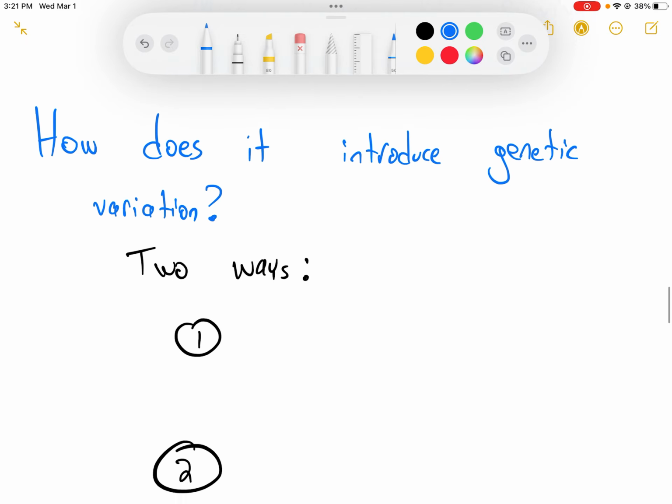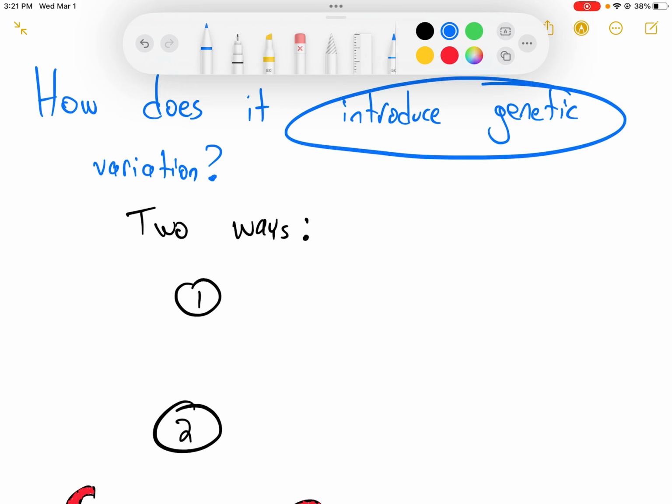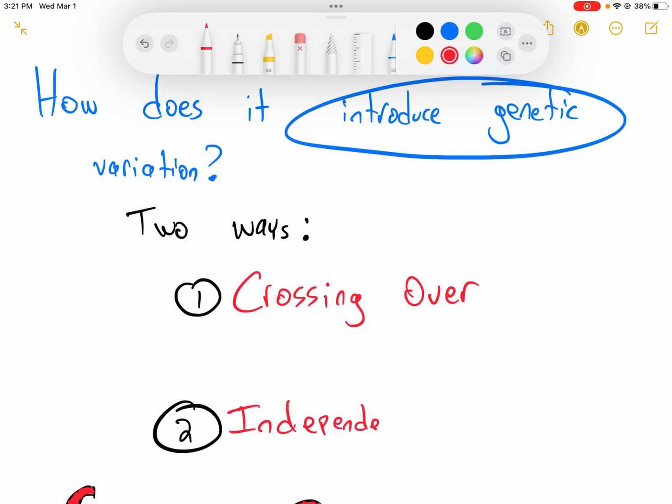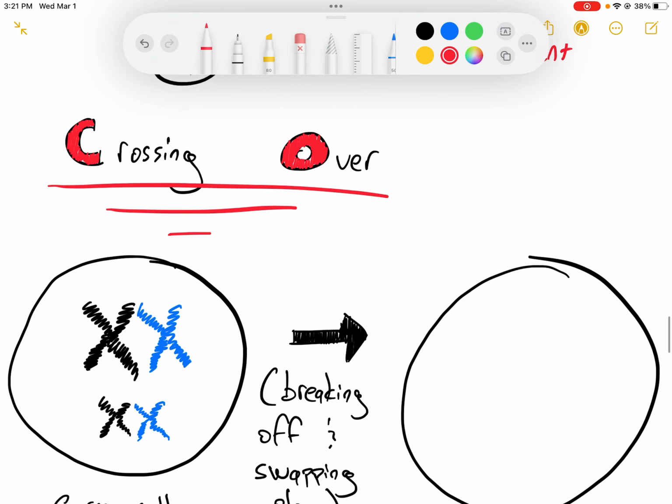How does meiosis introduce genetic variation? There are two ways that we have genetic variation in meiosis. Number one, it does something called crossing over. And the second way is with a thing called independent assortment. Crossing over and independent assortment. So hopefully you guys took notes over this. Crossing over is the first thing that I want to talk about.